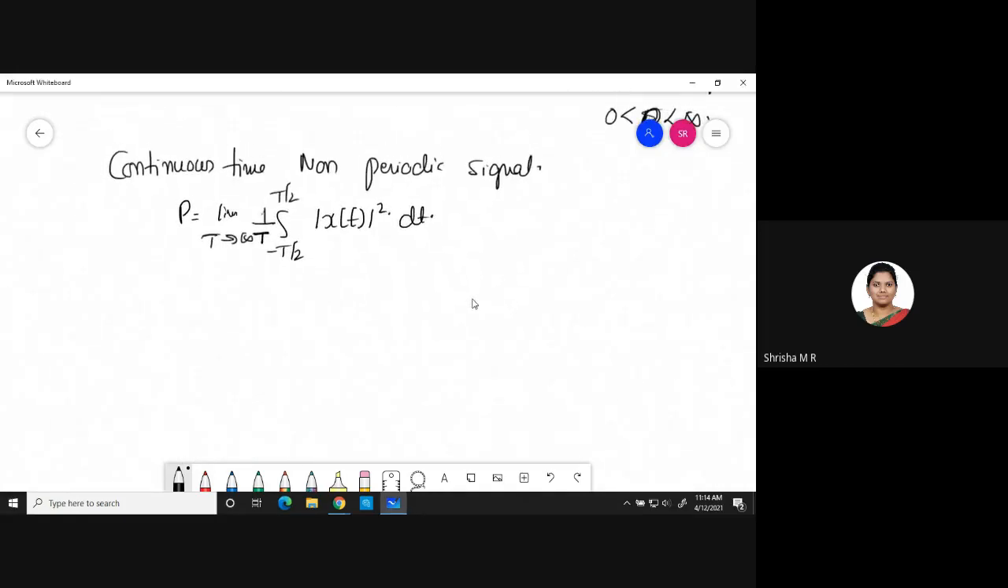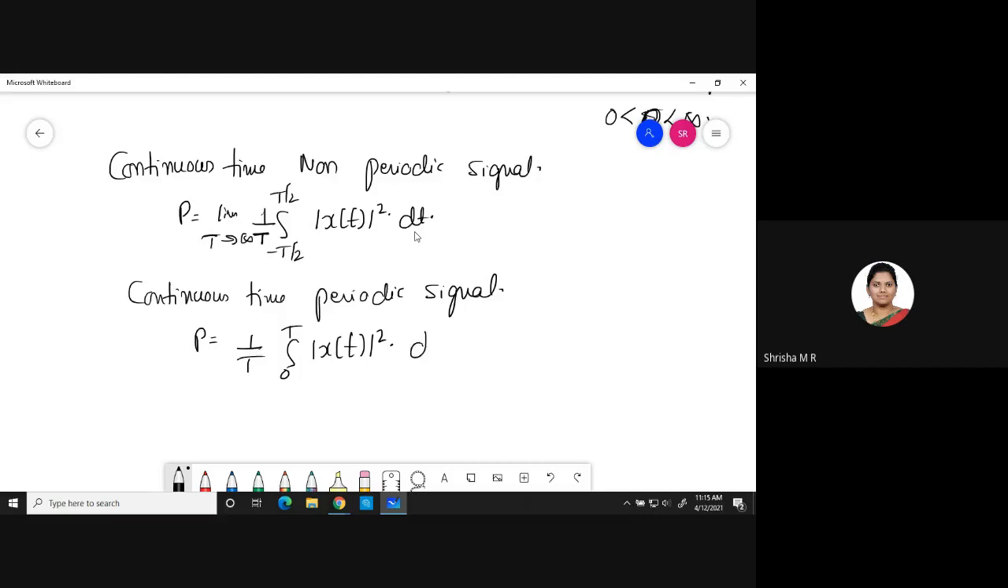Power is nothing but energy by time. So you have the limit as t tends to infinity of 1 by t times the integral from minus t by 2 to t by 2 of x of t square into dt. For continuous time periodic signals, the power equation is P is equal to 1 by t, integral from 0 to t of x of t square into dt. This is the power equation for continuous time periodic signals.